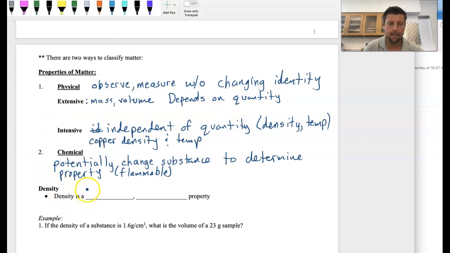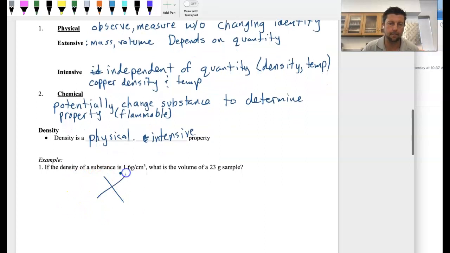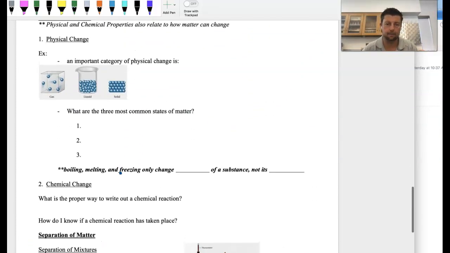Density is a physical intensive property. It's independent of the amount. This example is a little bit more from our last unit. And the last part to this, physical change.